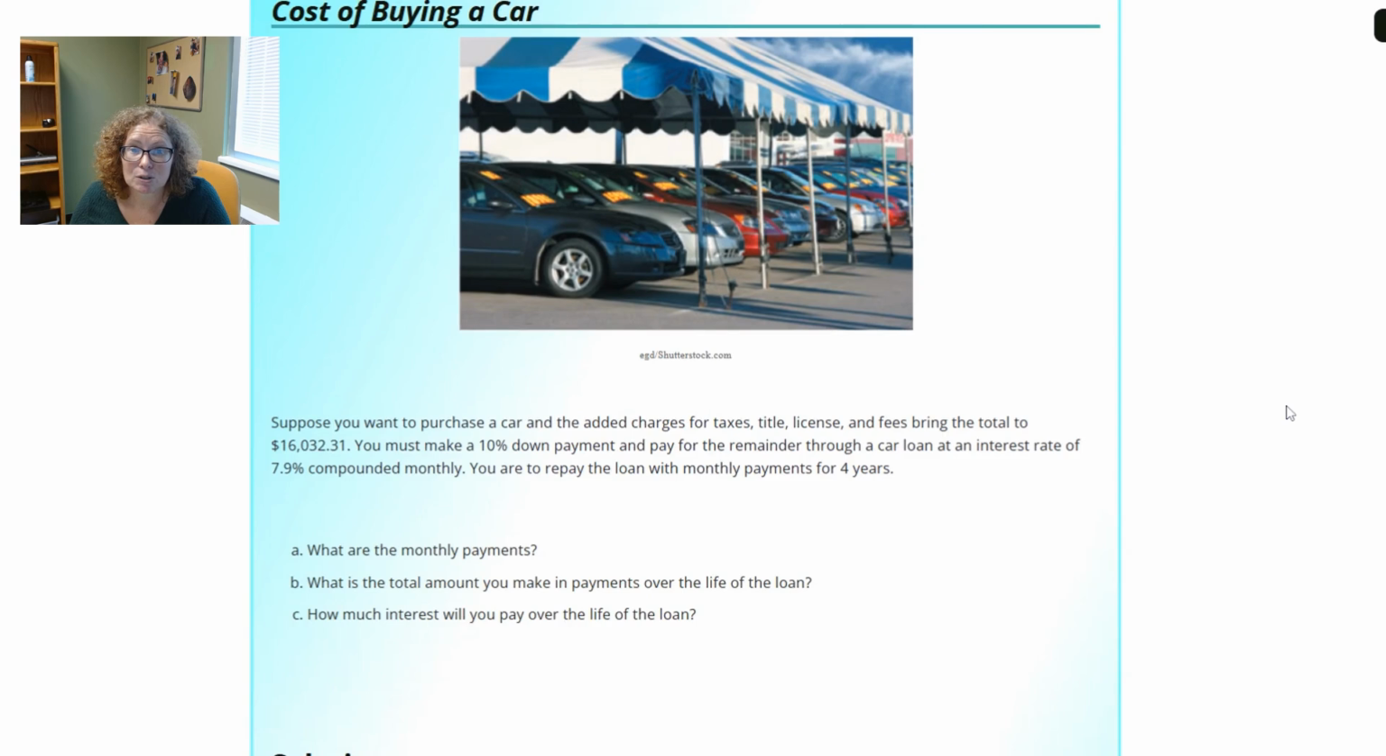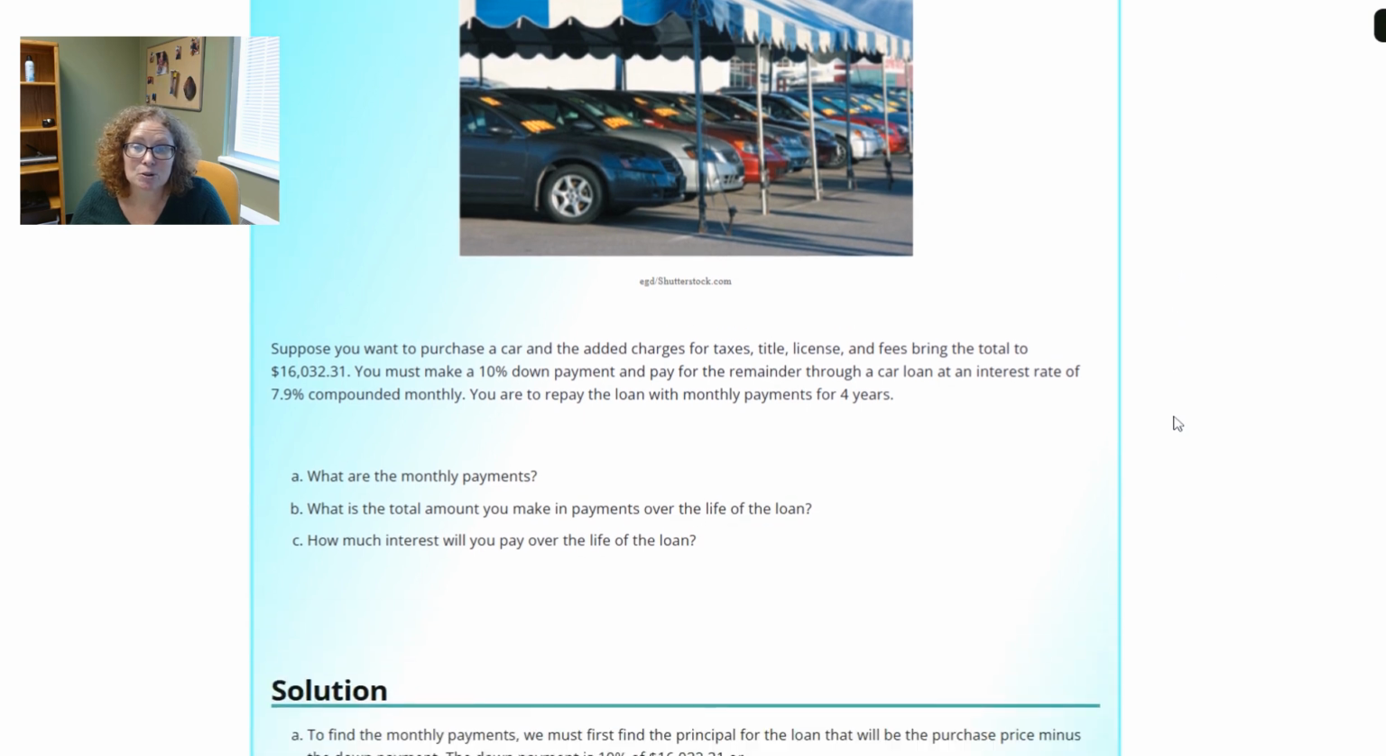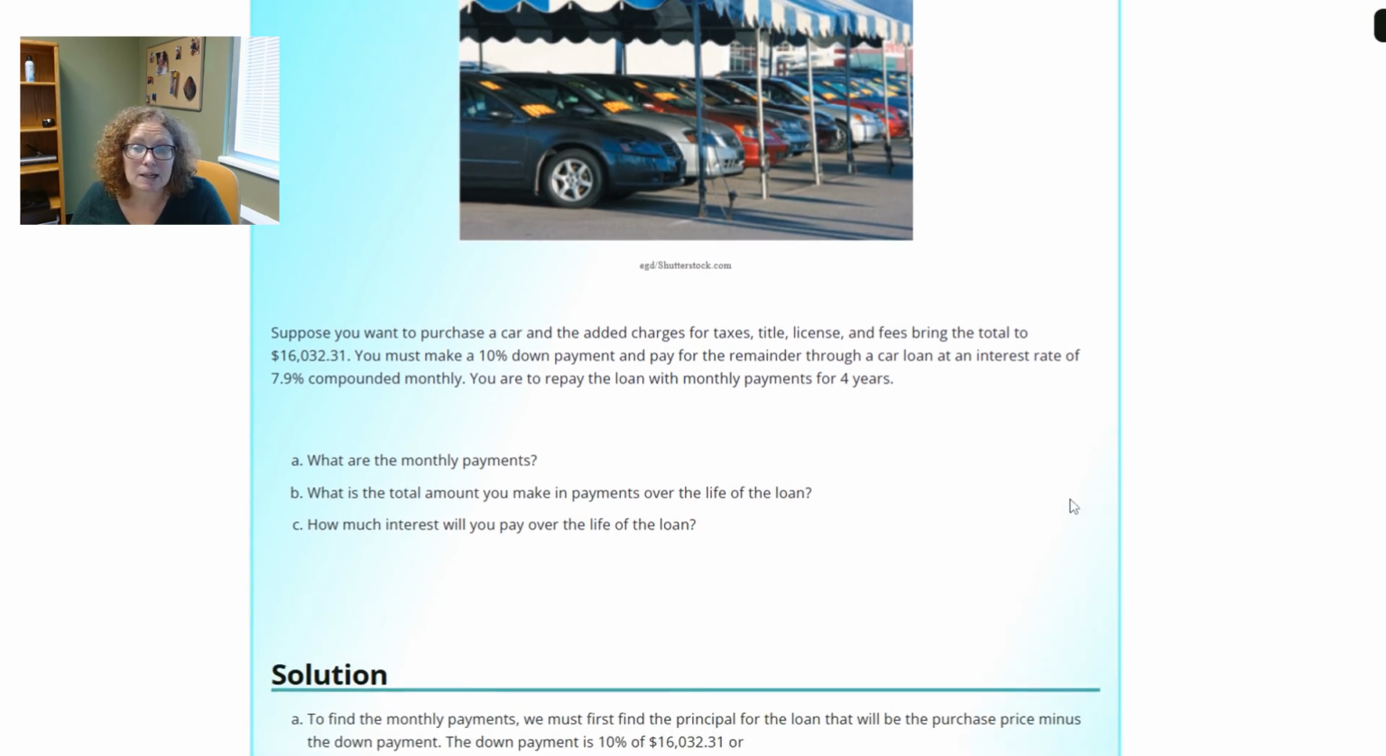So we want to look at the cost of buying a car. We want to purchase a car, and we need to include the tax, title, license, and fees along with it. We want to make a 10% down payment and pay the remainder through a car loan at an interest rate of 7.9% compounded monthly.